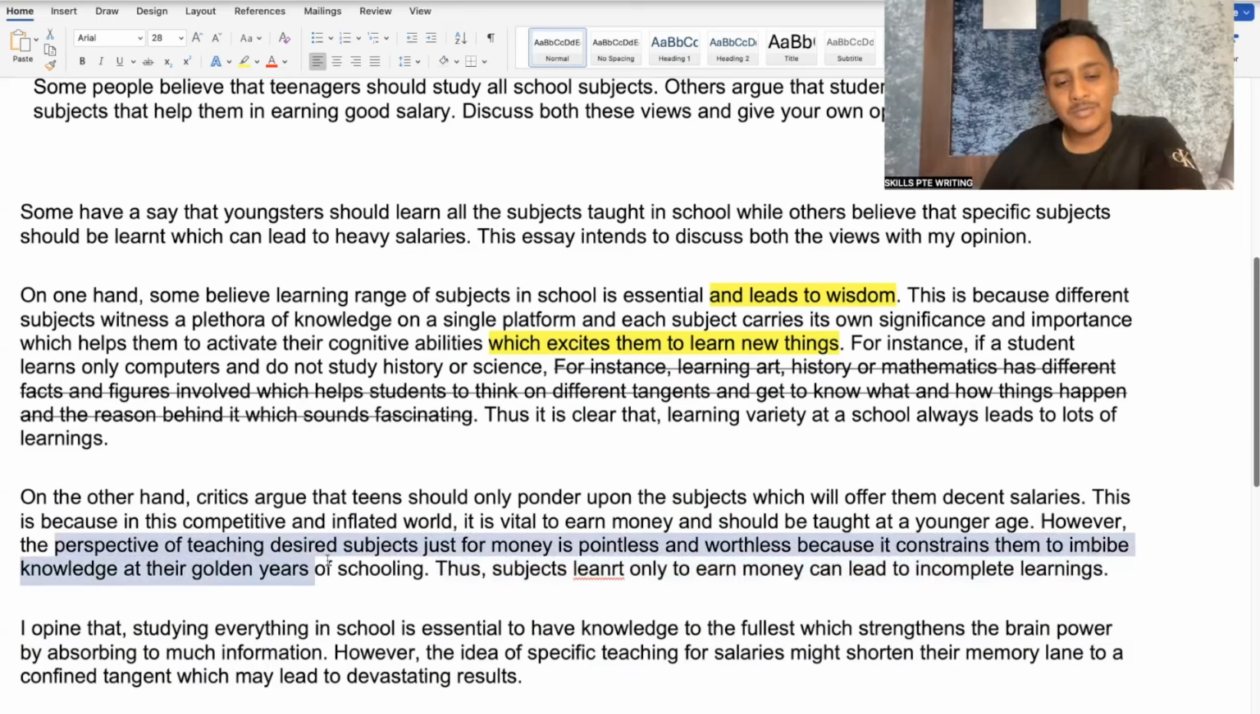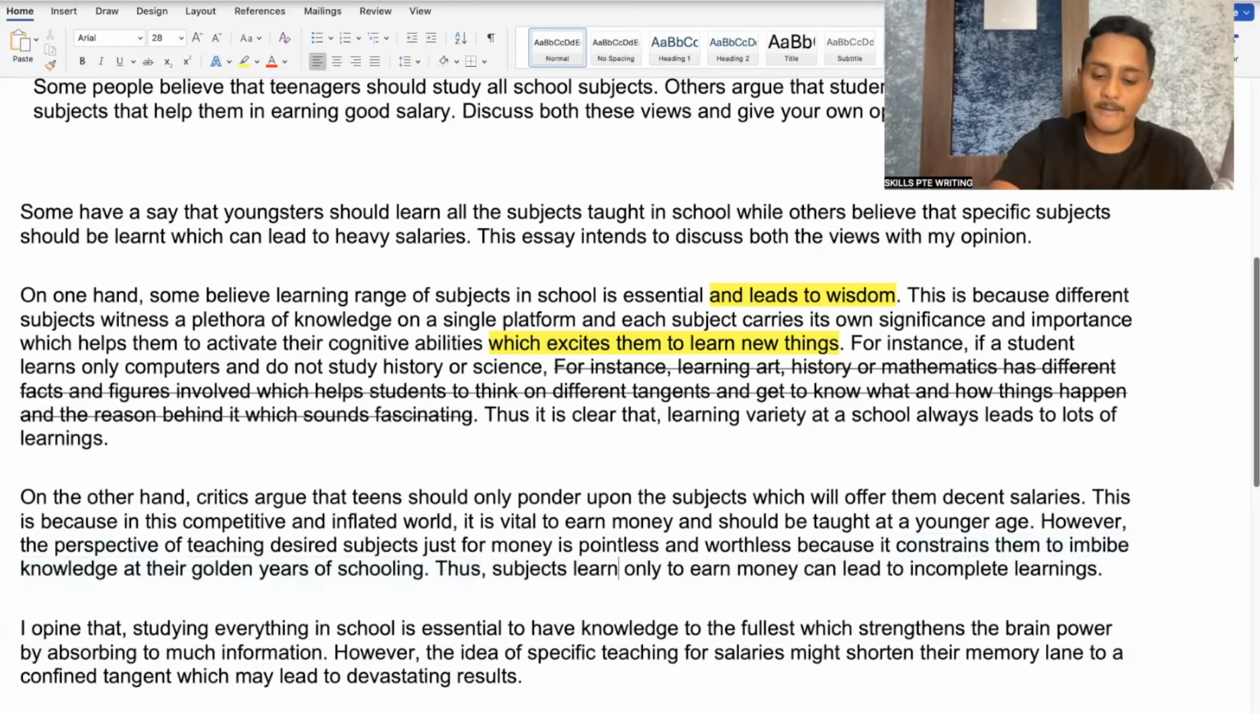However, the perspective of teaching desired subjects just for money is pointless and worthless because it constrains them to imbibe knowledge at their golden years of schooling. Not clear. What do you mean by this? That's what. Write more. The subjects learnt only to earn money can lead to incomplete learnings. Where you wrote incomplete learnings? Not clear, first of all. Second of all, you have not proved the second view.